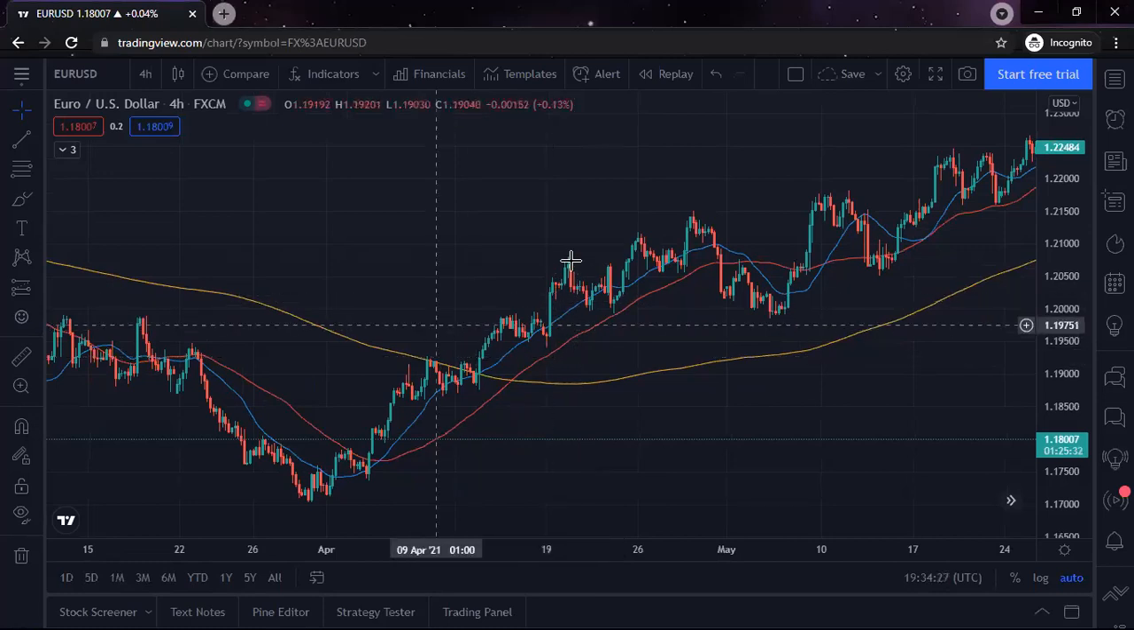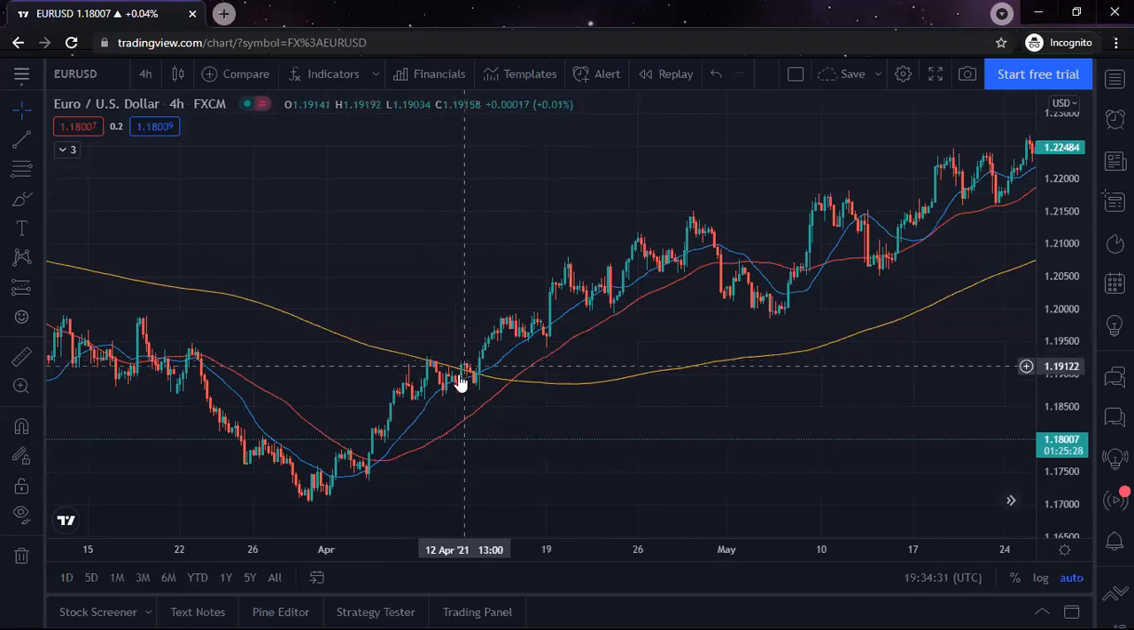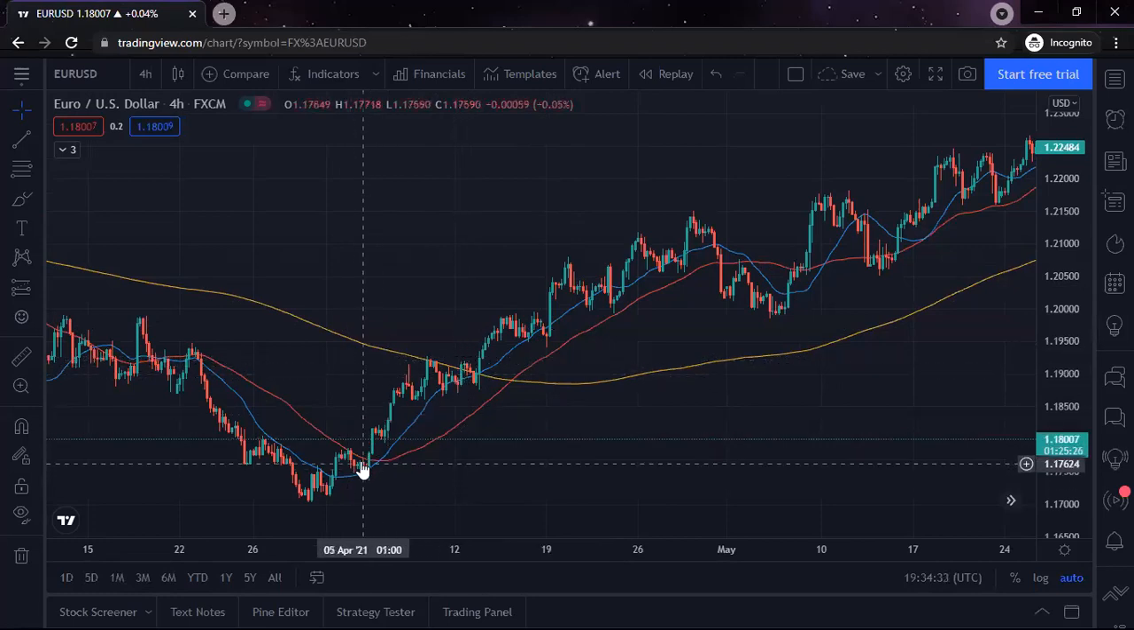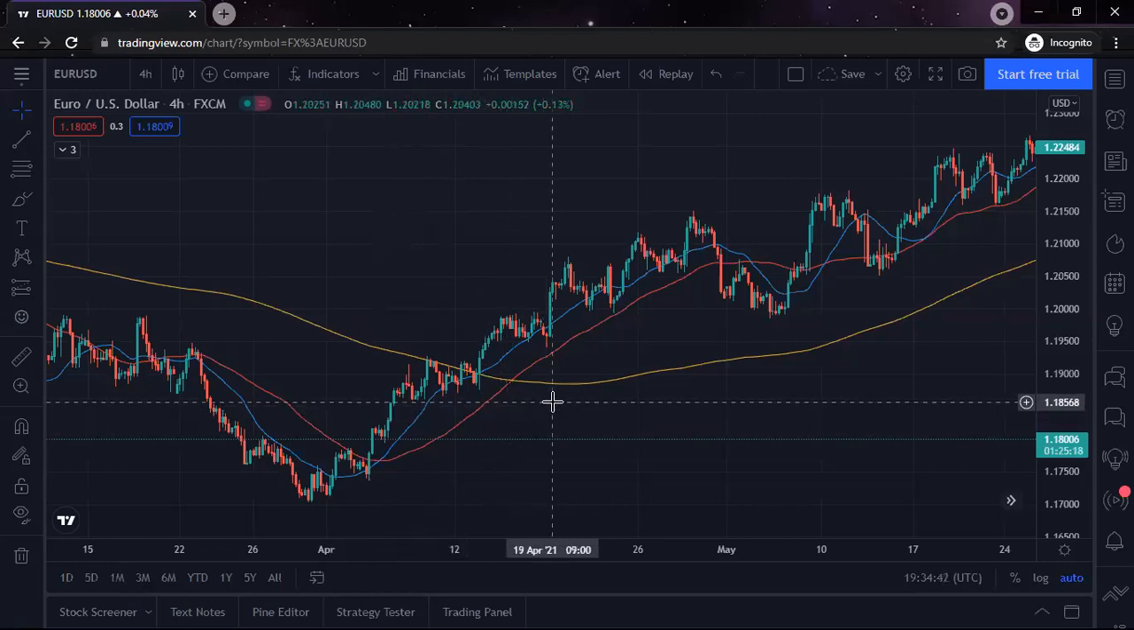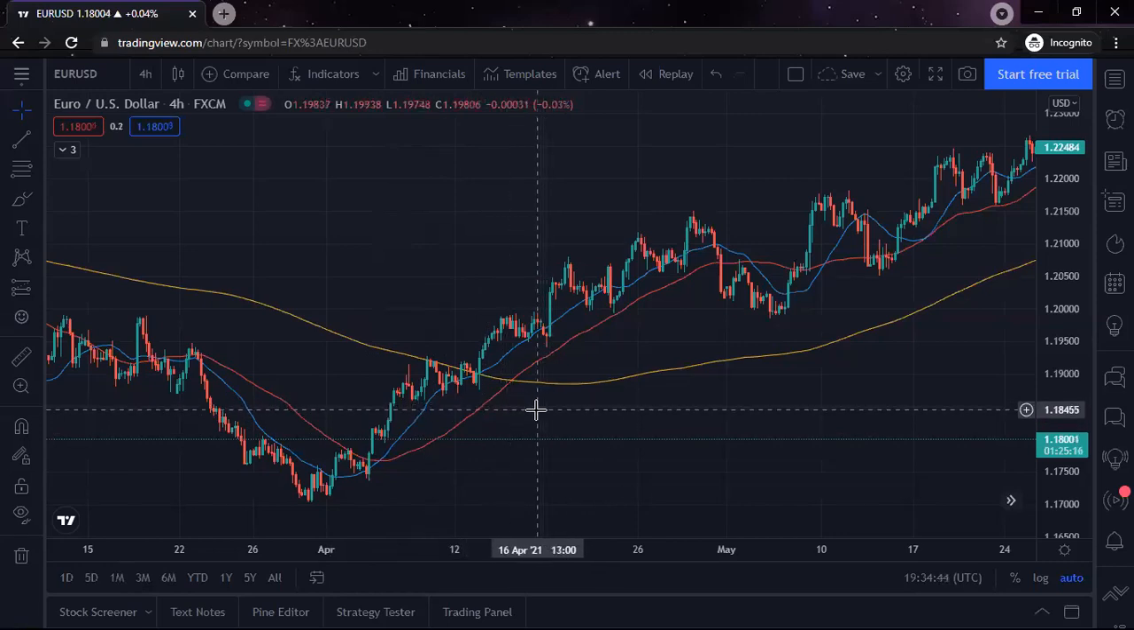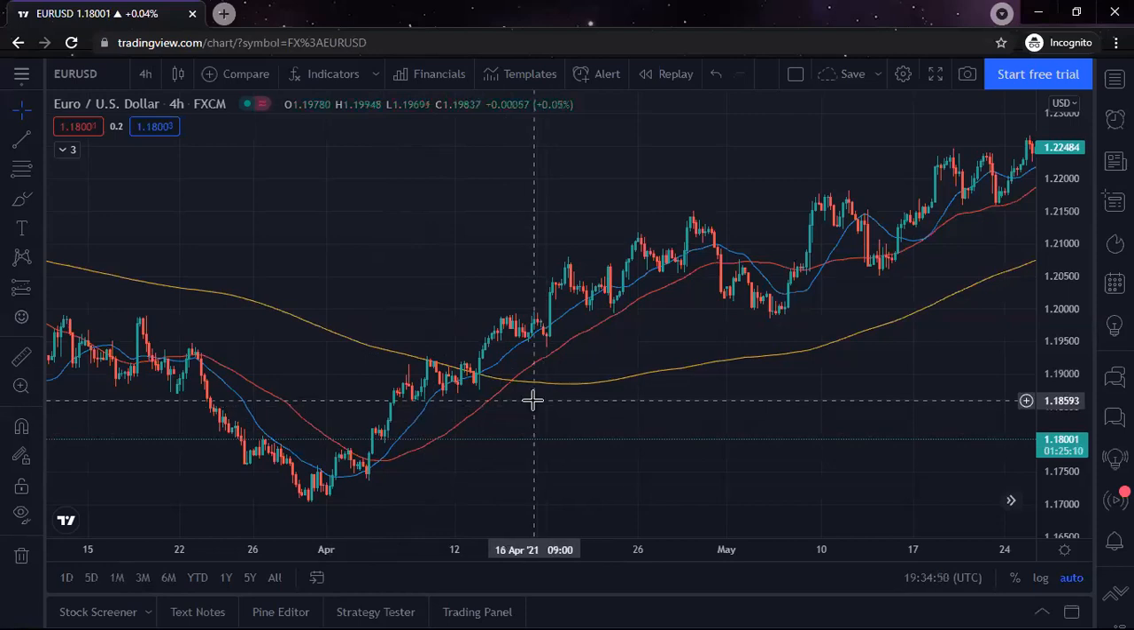All right. So as we can see here, we entered a trade, but it took a long time. From 2nd April you just wait, no trade, all the way to 16th April before you enter a trade. This strategy takes time working on the 4-hour time frame to get it.